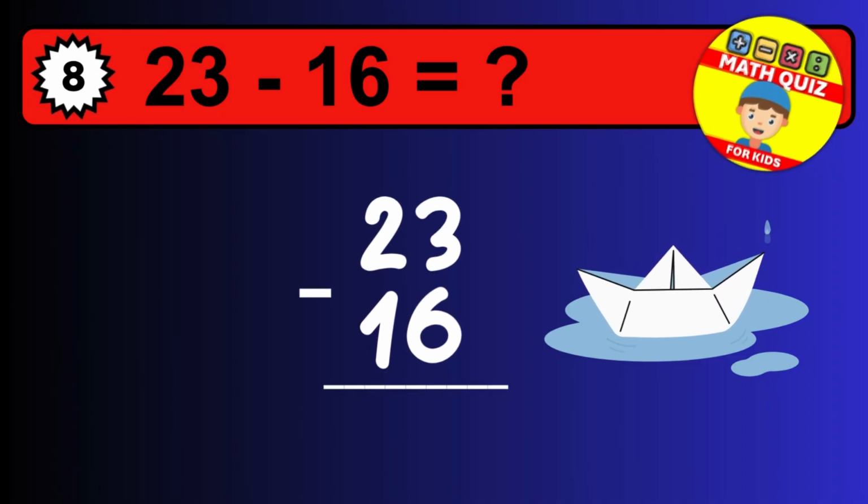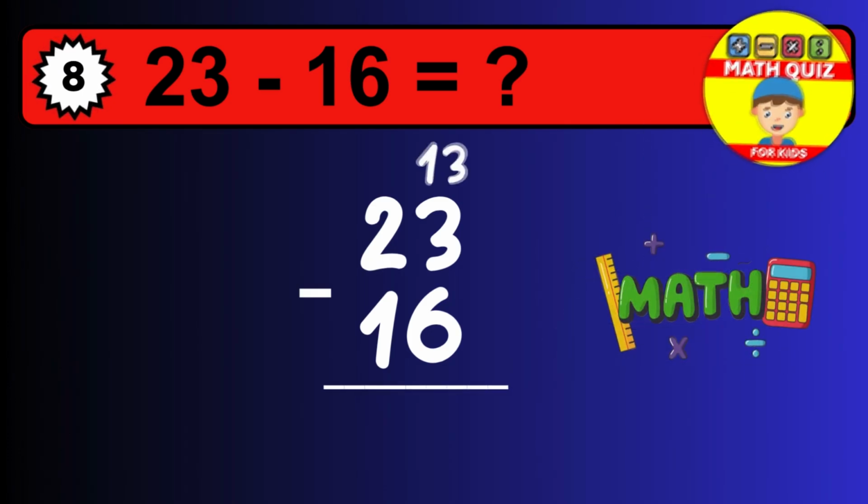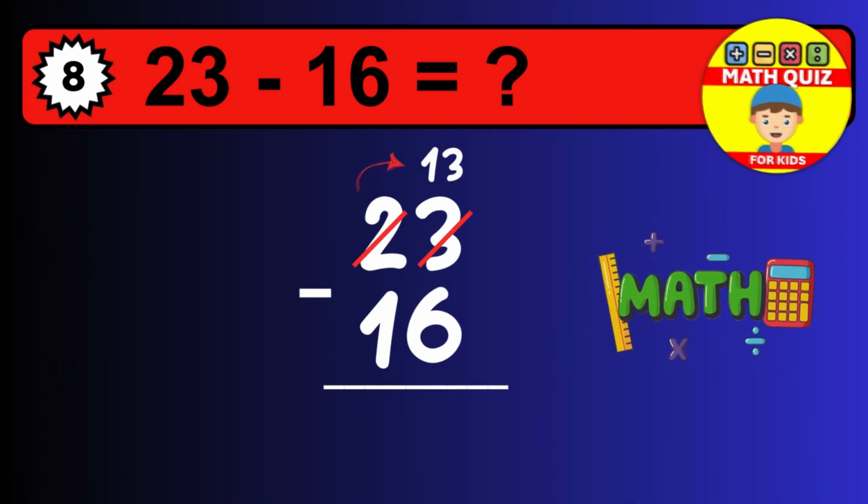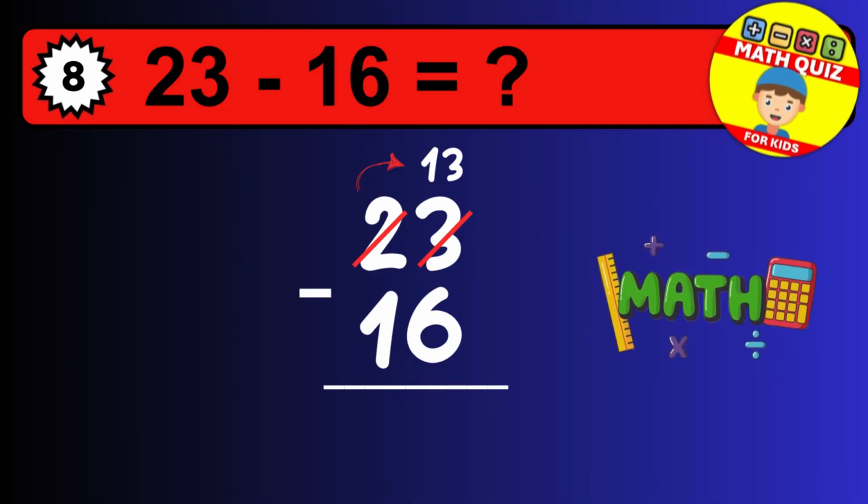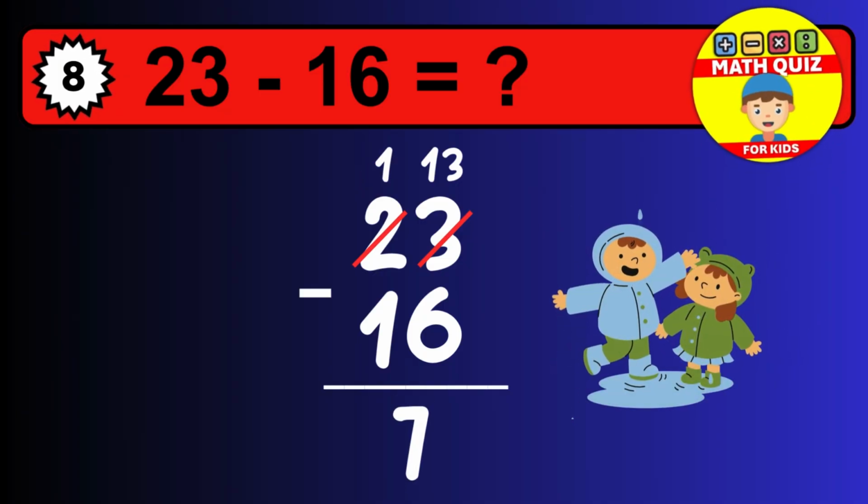Let's solve this step by step. We start with the units. 3 minus 6 is not possible, so we need to regroup. We take one 10 from the tens column. Now we have 1 tens, and the units become 13.